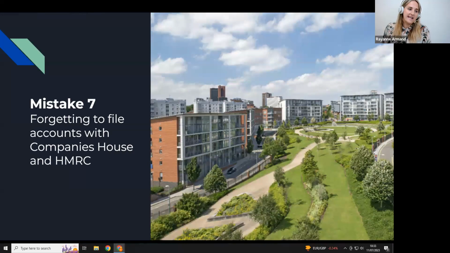And my final mistake, and then there's a couple of other best practice bits I'm going to get to, but the final mistake I wanted to cover is forgetting to file accounts with Companies House and HMRC. So I've touched a little bit on this, but let's go into some specific detail. Let's start with Companies House.